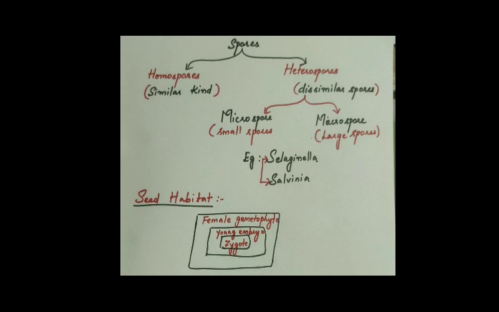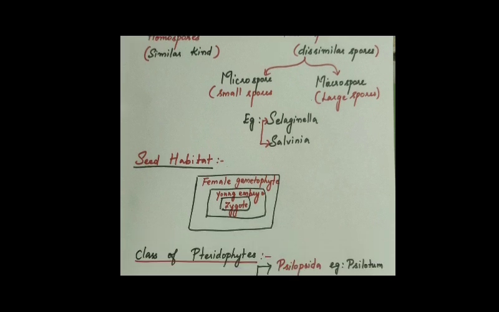Heterospores are classified into microspores and large spores. Micro means small, so spores that are small in size are called microspores. If the spores are large in size, they are called macrospores. Examples for that are Selaginella and Salvinia. Now we will see about the seed habit.